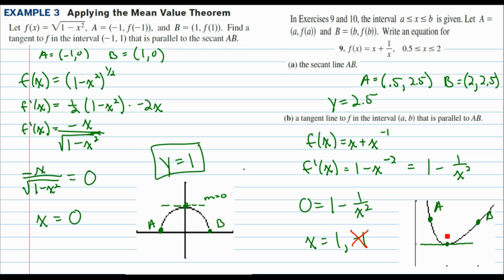Well, again, x equals +1 is not the tangent line we're looking for. That's just the x coordinate. The y coordinate, if I plug it back into the original equation, is 2. So the horizontal line is y equals 2. That's the line that has the same slope as the secant connecting A and B, which just so happens to be a horizontal line of slope 0.